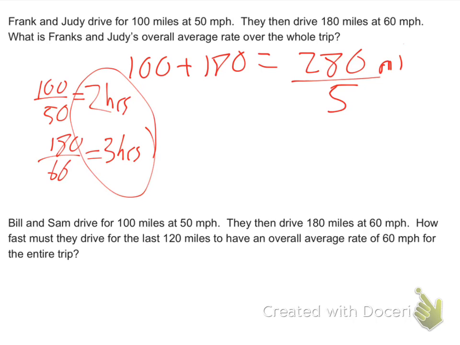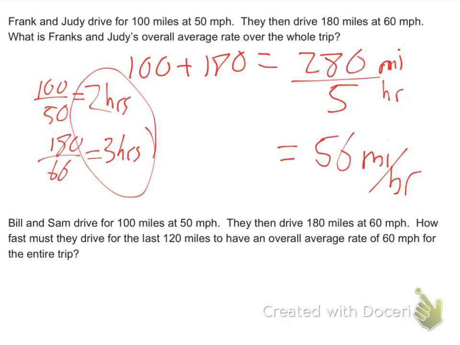So there's 280 miles over 5 hours. Total distance divided by total time. What is 280 divided by 5? 56? 56, okay. 56 miles per hour. 56 miles per hour is their overall average speed. You get a problem like that, it shouldn't be a big deal.